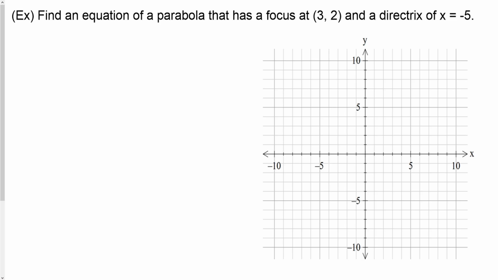On this next example, I want to find an equation of a parabola that has a focus at 3, 2 and a directrix of x equals -5. So instead of taking an equation and finding a graph, I want to take some properties and come up with an equation. But I went ahead and put a graph here because a lot of times I find it useful to organize the information on a graph in order to determine where everything's supposed to be on the equation. So let's see what happens.